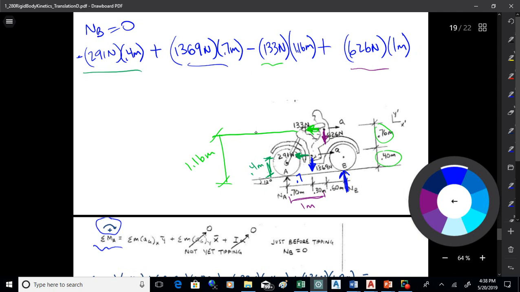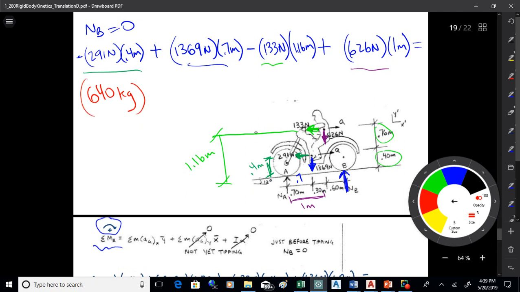Then what we're going to do, we're going to set that equal to m a_G x y bar. All right, so we got the two masses. And what are those? Those are 640 and 1400. So those are the masses. Okay, then we got the unknown accelerations.